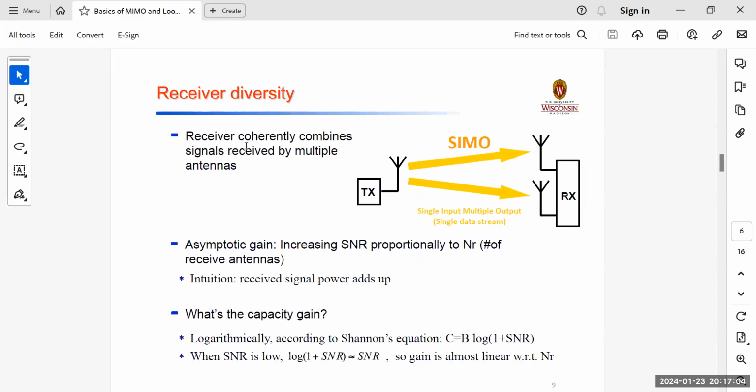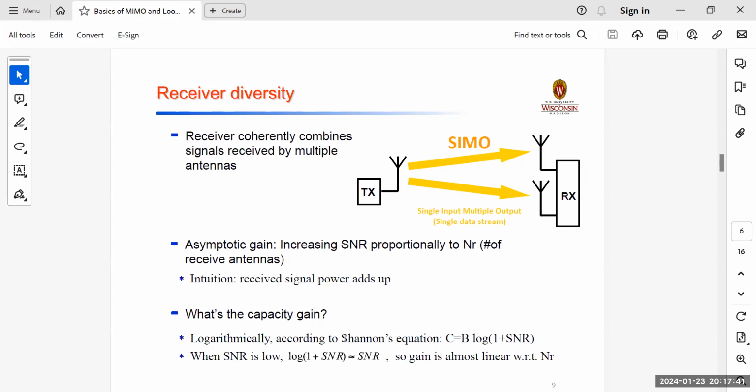For the receiver diversity, the receiver coherently combines the signal received by multiple antennas, right? So in case of SIMO, you can see over here, we have a transmitter and two antennas. The asymptotic gain, the increasing SNR, is proportional to the number of receiving antennas. The more receiving antennas, the better SNR there would be. The intuition is the received signal power adds up, right? The received signal power gets added up, and hence more signal power divided by the noise power, and hence greater SNR.